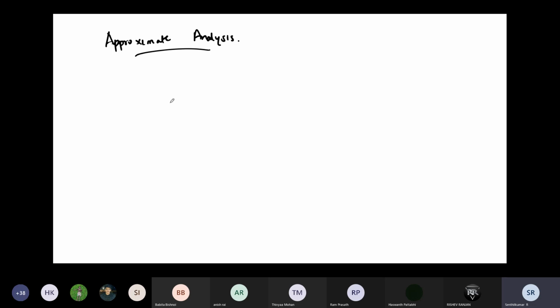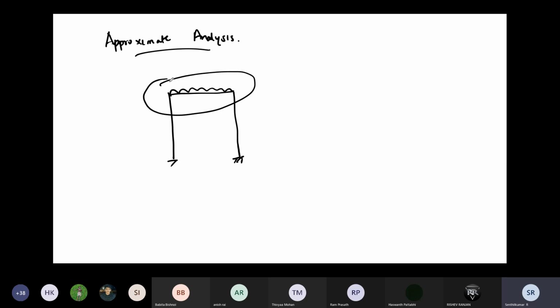For example, I'm just drawing the frame, just having the UDL. Is it a determinate structure or indeterminate structure? Indeterminate. Okay. So I just want to find the bending moment diagram of the beam itself, first of all. How will I find it? How can I find the bending moment value for the beam alone in this frame?